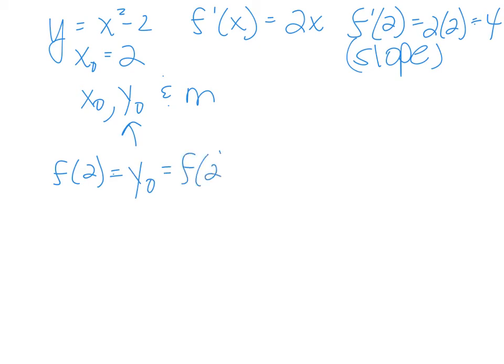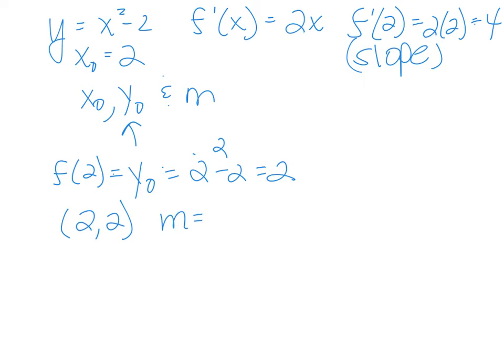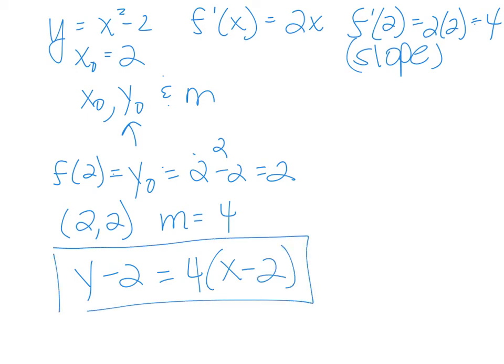So f of 2 equals 2 squared minus 2, which happens to be 2. So it goes through the point 2, 2, and we have a slope of 4. So y minus 2 equals m, which is 4, times x minus 2, and we are done.